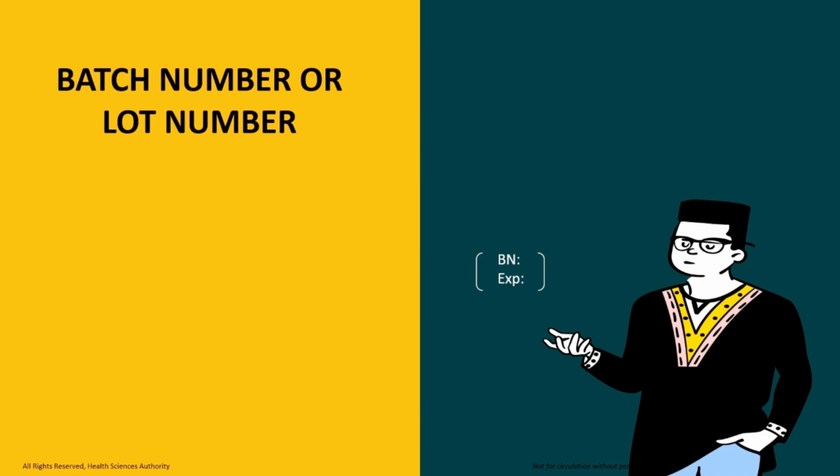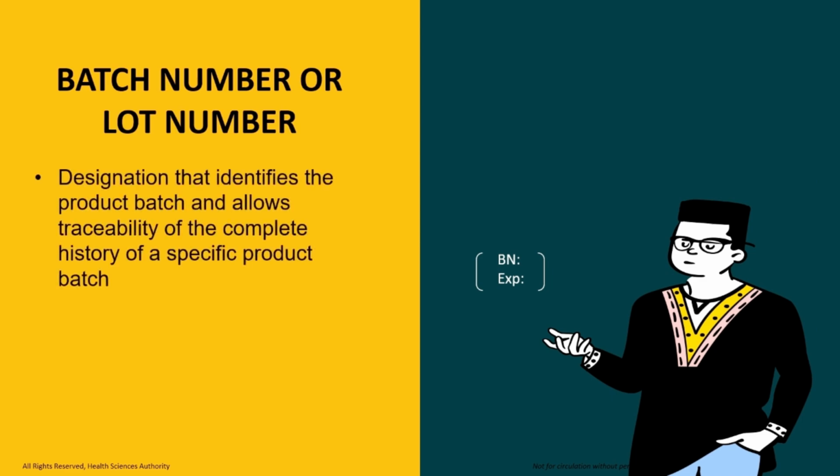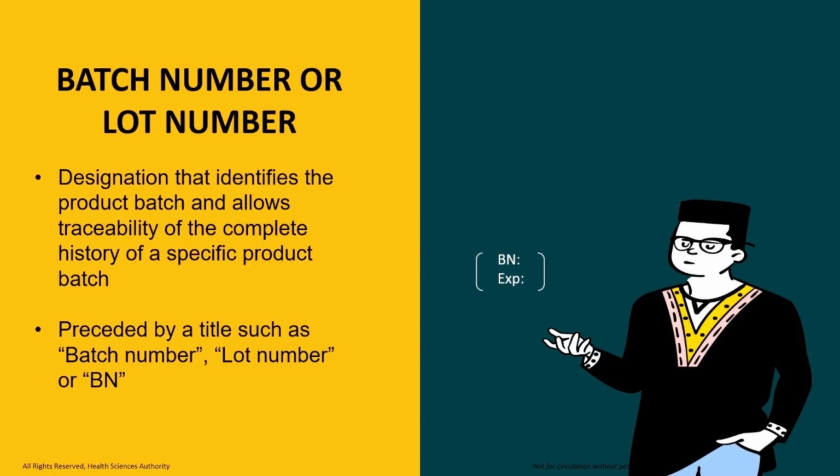Batch number or lot number refers to a designation that identifies the product batch and allows traceability of the complete history of a specific product batch, including all stages of production, control, distribution, raw materials used. The batch number should be preceded by a clear title such as batch number, lot number, or BN.